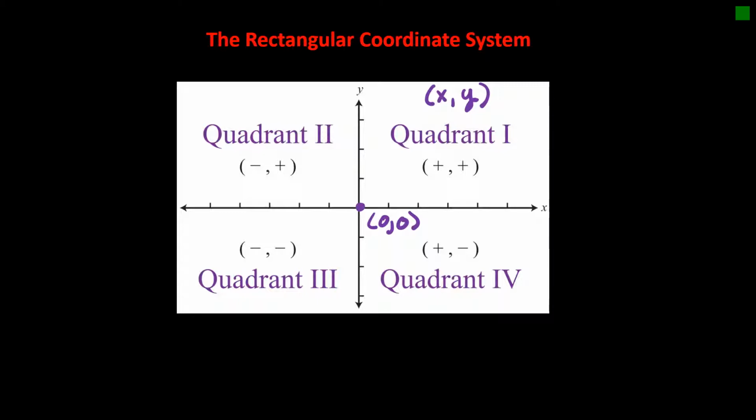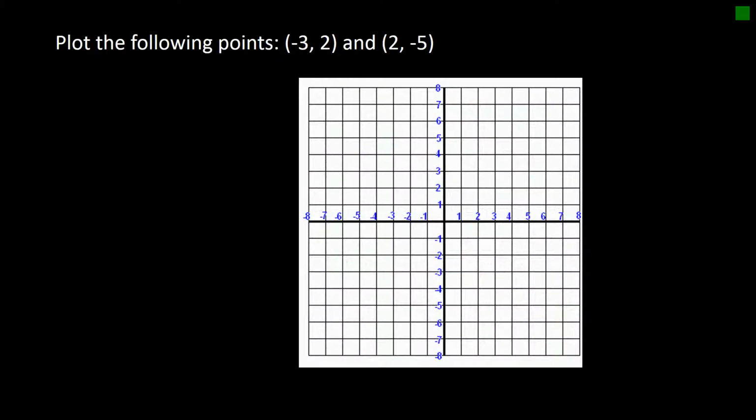Now, in quadrant 1, x's are positive and y's are positive. In quadrant 2, x's are negative, y's are positive. In quadrant 3, both x and y are negative. And in quadrant 4, x's are positive and y's are negative.